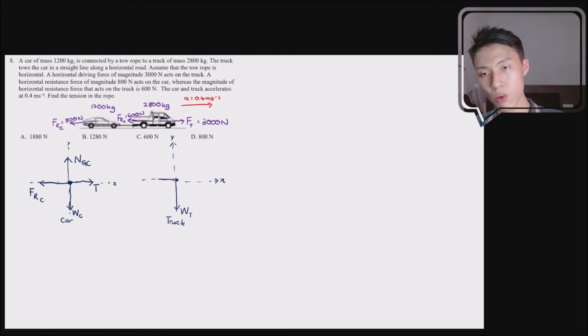So tension away from the truck, along the rope, so it's to the left. So we know that this tension here, these two tensions here, should have the same magnitude, because they are the same section of the rope. This is one rope, so the tension on the left hand side of the rope and the tension on the right hand side should be the same. So we don't label it as T car and T truck. They should be the same value.